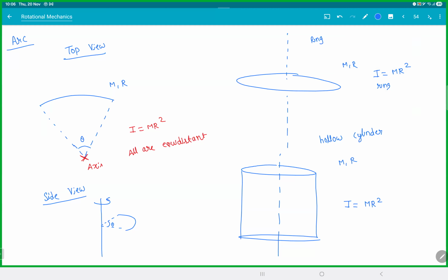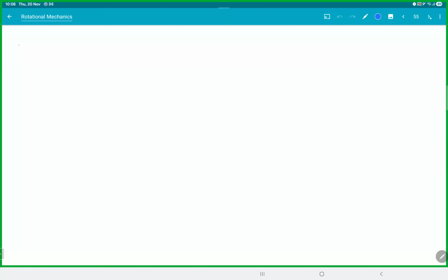After the arc, what shape do we get? Disk. Uniform disk. The axis is passing through the center. Find the moment of inertia. If you're in the HSC board, 12th standard, this is the 2-mark derivation. I know you know the result, but derive.